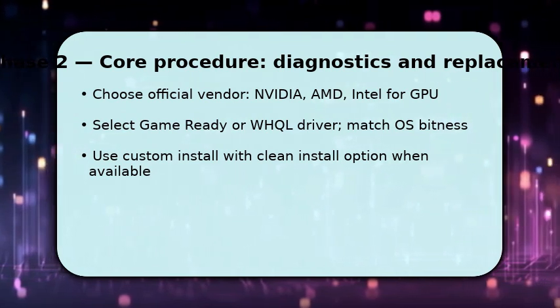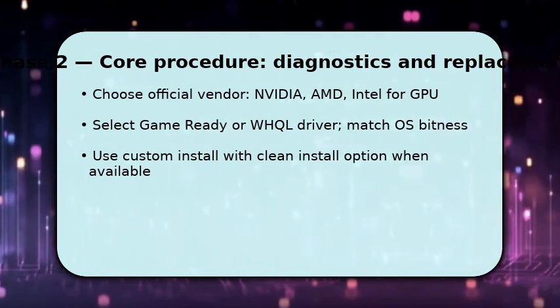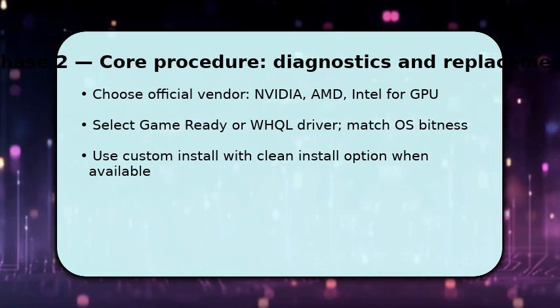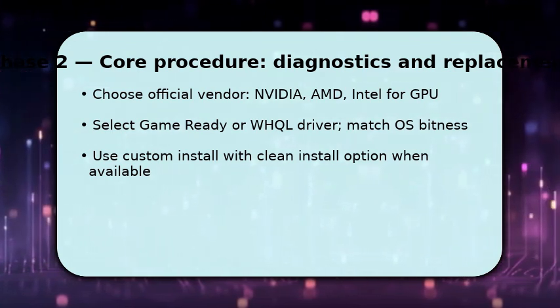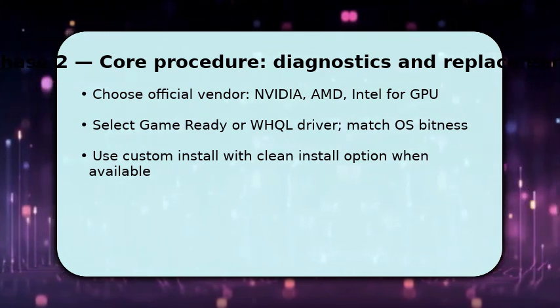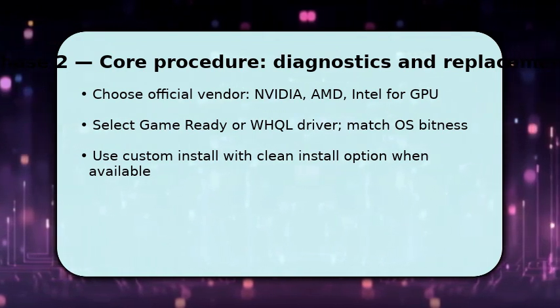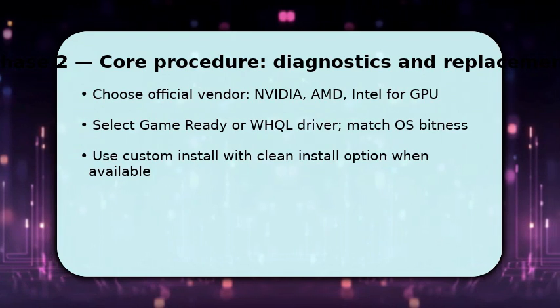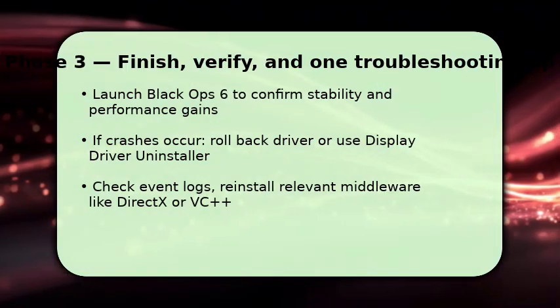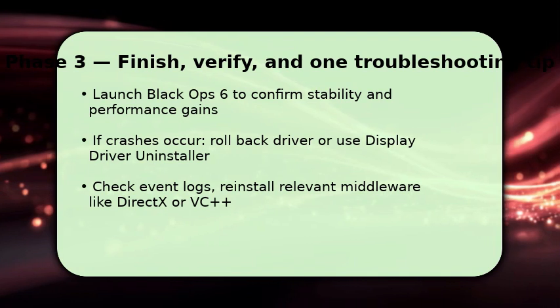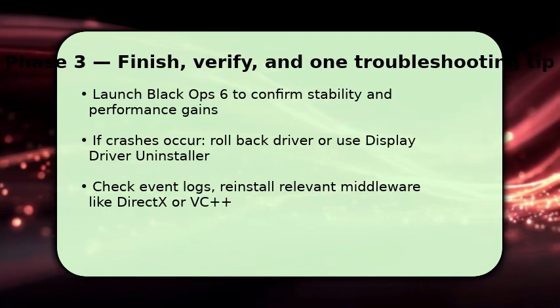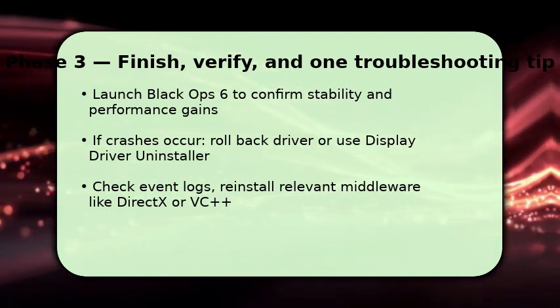Run the installer as administrator and choose Custom or Clean Install to remove legacy files. This reduces conflicts. After installation finishes, reboot immediately so kernel modules and audio hooks reload correctly for Black Ops 6. You should launch Black Ops 6 and test a quick match to verify improved performance and no graphical glitches. Monitor frame rate and input lag.